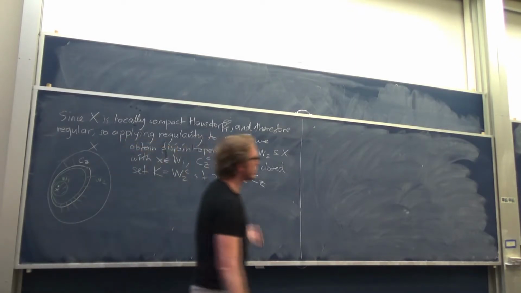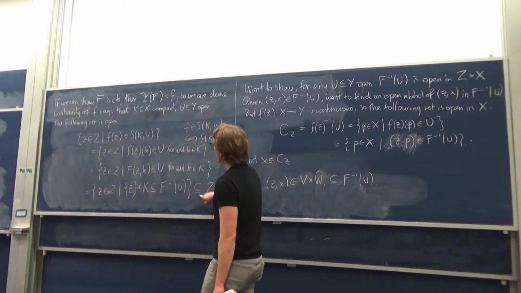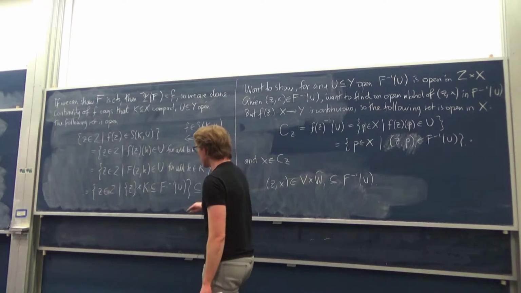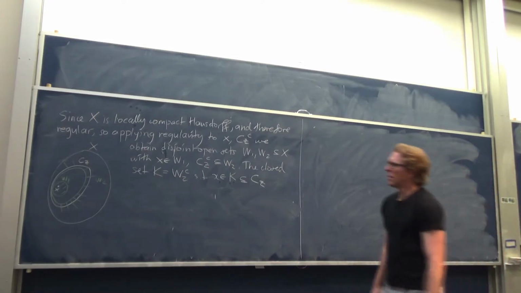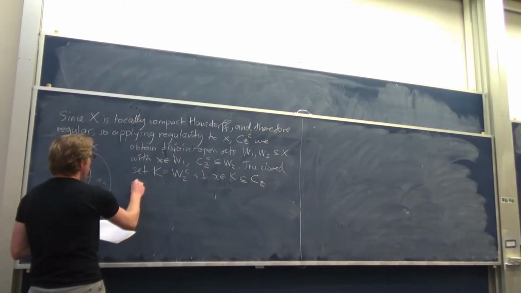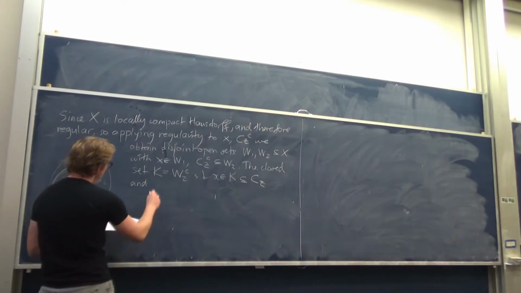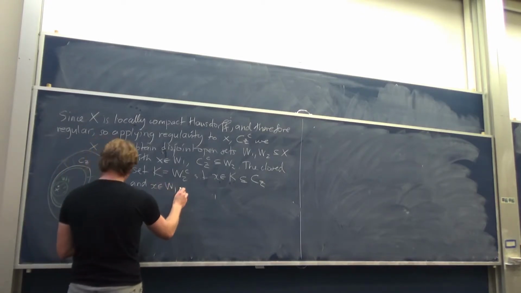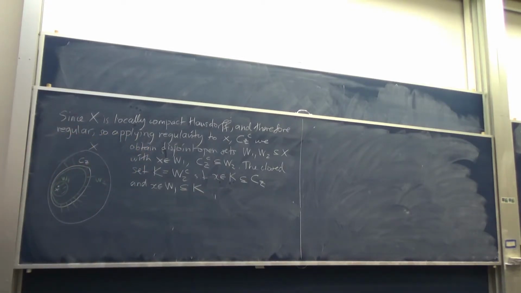Why do I care about getting a compact set? Well, because the only thing I know about the topology on the space of continuous functions has to do with open sets and compact sets. So I need to get myself a compact set somehow. All right, so that's true. And X is in W1, which is contained in the complement of W2. That's again just because W1 and W2 are disjoint.